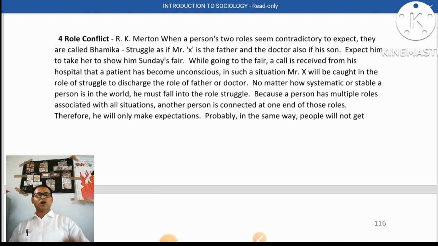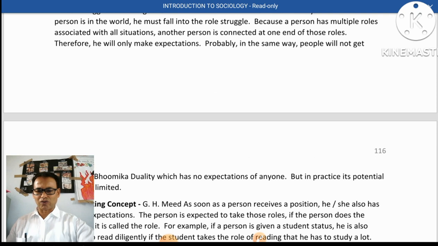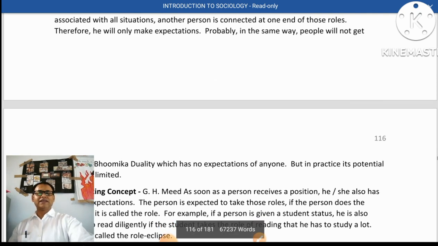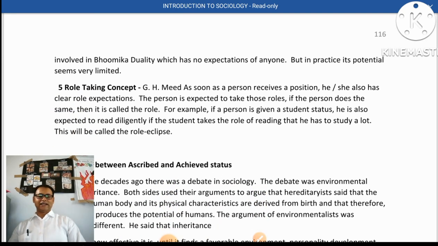of father or doctor. No matter how systematic or stable a person is in the world, he must fall into role conflict, because a person has multiple roles associated with all positions. Another person is connected at one end of those roles. Therefore, he will only make expectations. Probably in the same way, people will not get involved in role duality.